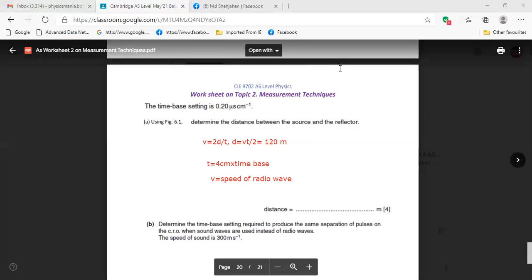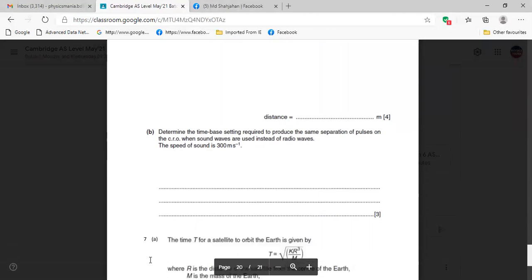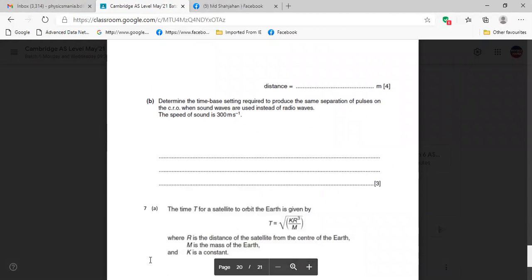So done. A part is done. Now we'll do part B. Okay, read part B. Yes, sir. Determine the time-base setting required to produce the same separation of pulses on the cathode ray oscilloscope when sound waves are used instead of radio waves. The speed of sound is 300 meter per second.